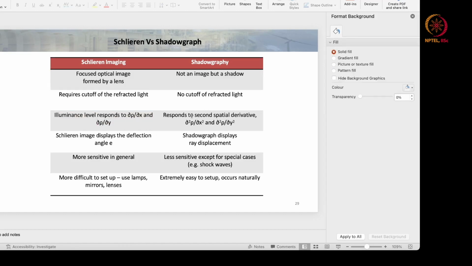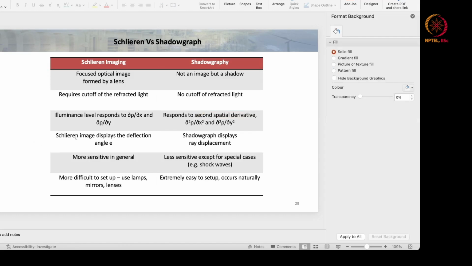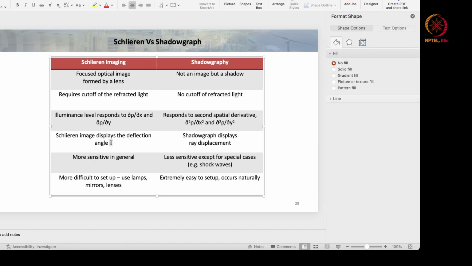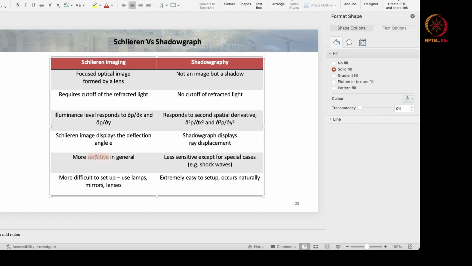This responds to the second spatial derivative, which is ∂²ρ/∂x² or ∂²ρ/∂y². The Schlieren image displays the deflection angle, which is epsilon. The shadowgraph will display the ray displacement. Schlieren is usually more sensitive in general.